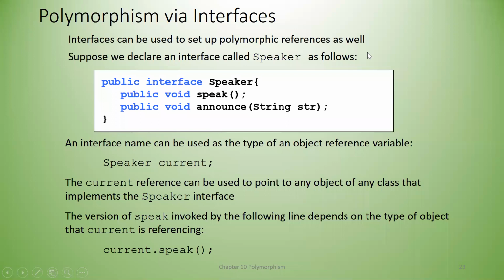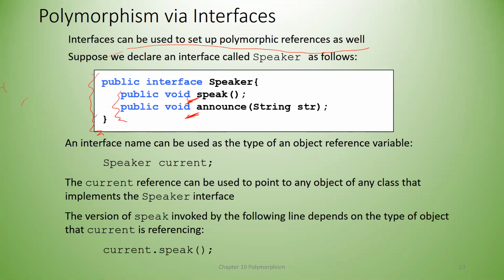Interface, as you remember, is what? Interface is a collection of abstract methods. And by default, it's a collection of abstract methods. So you do not need to have the abstract keyword here, right? You do not need to have that here. Okay, first, interfaces can be used to set up polymorphic references as well. Suppose we have an interface called speaker, okay, with 2 abstract methods.